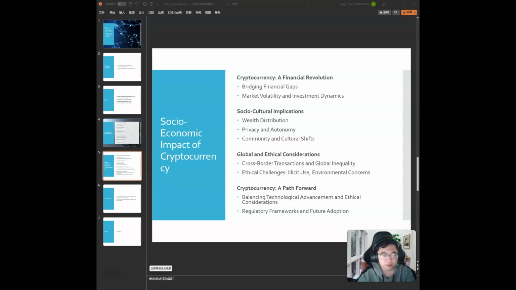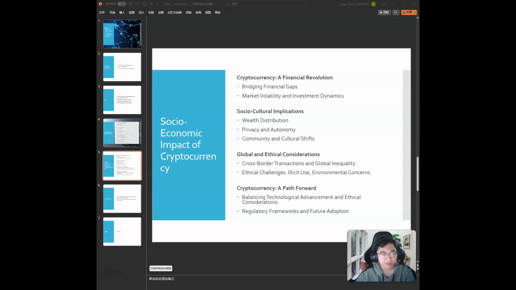Cryptocurrencies empower individuals with financial autonomy and privacy, enabling transactions without the scrutiny of centralized entities, thereby fostering a new financial liberty, but also spawning debates around the legality and ethicality of transactions. Community and culture. Cryptocurrency has birthed a robust community and culture, intertwining technologists, investors, and associates bound by a shared belief in decentralization and blockchain technology, shaping socio-cultural narratives.